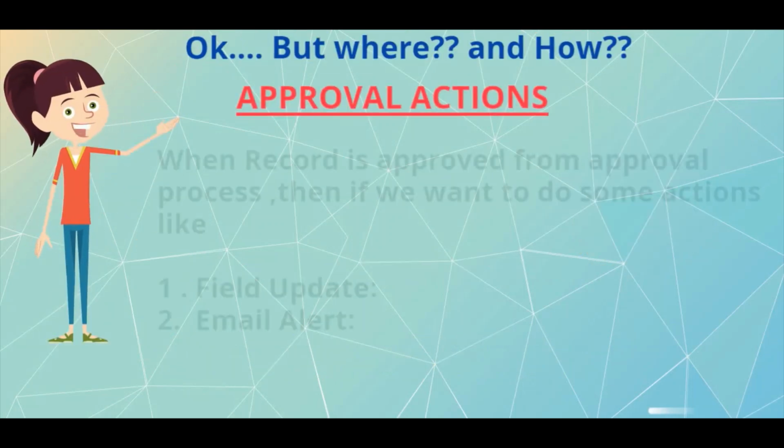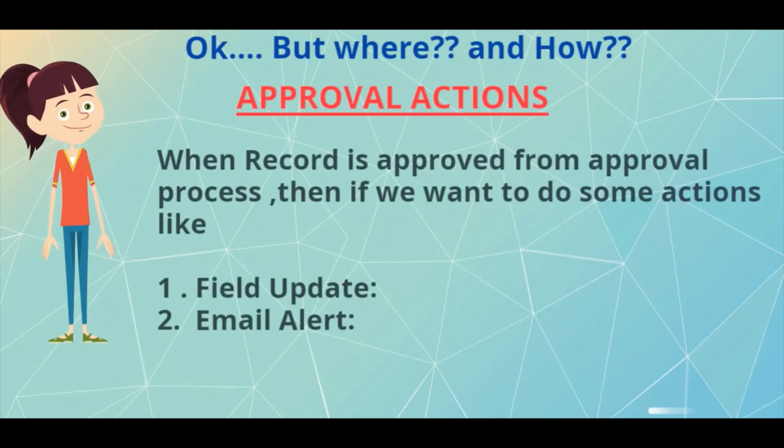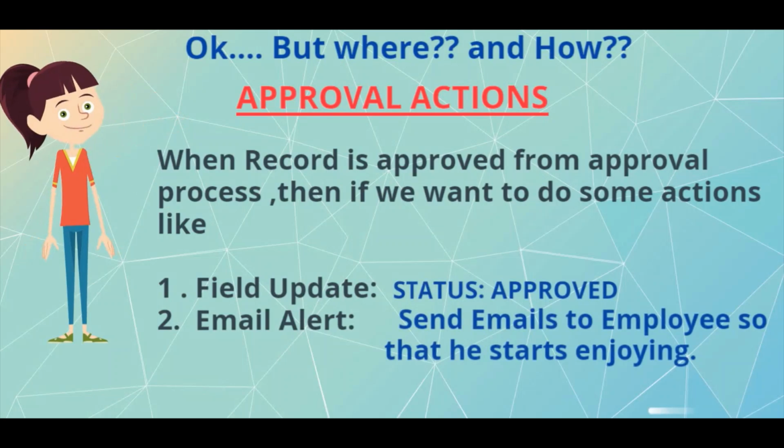Okay, but where and how? We have something called approval actions. Whenever a record is approved from the approval process, then if you want to do some actions like changing the status to approved, and if you want to send emails to the employee saying that hey Scott, your leave request has been approved, so that he can start enjoying. In this case, we will use approval actions. Okay, then how to do it? That's what I am for.